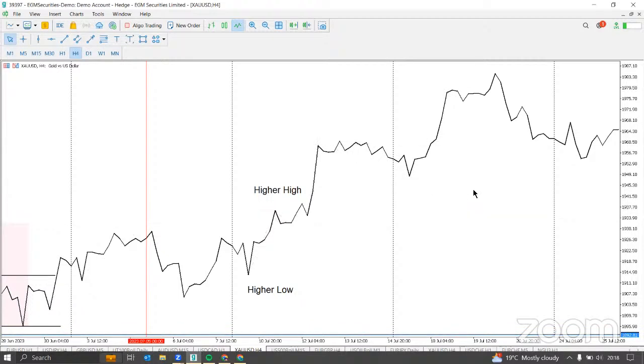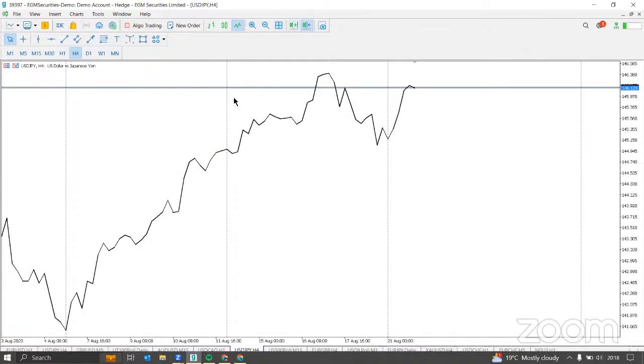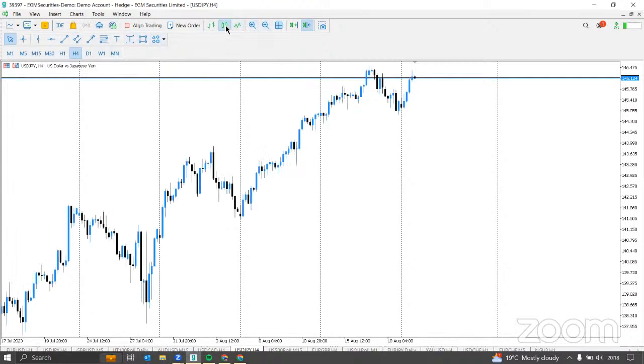So let me just clear everything and try a different chart for us to attempt to understand again. Okay, so this is a chart for USD JPY. Same story here. What we use as our swing highs and swing lows depends on where the most recent structure was, or where the most recent turning point was. So in this case, now we're going to try and use candles instead of the line charts.